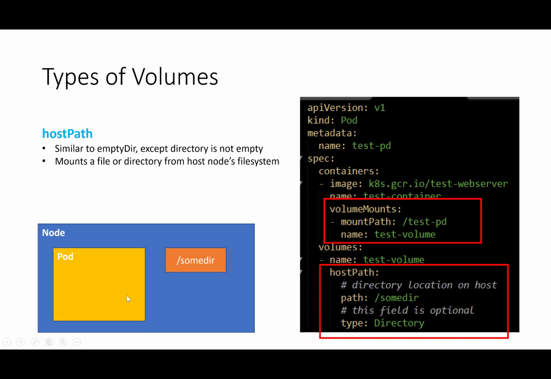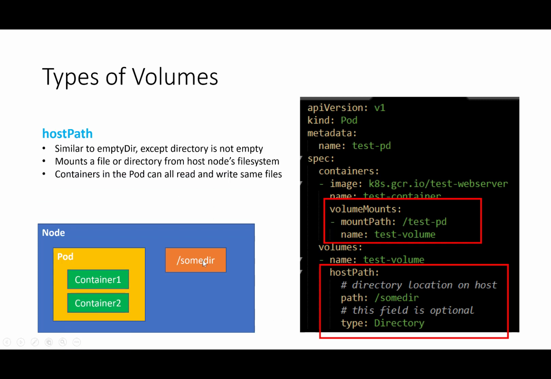You have your node, your pod, and there is some directory inside the node, and this can have existing files already. Now containers in the pod can all read and write the same files, but we again run into the same problem where if the pod is removed for some reason from the node, the data is lost.